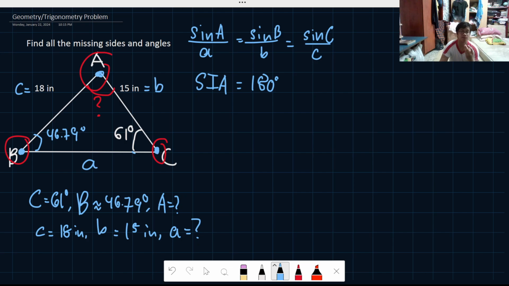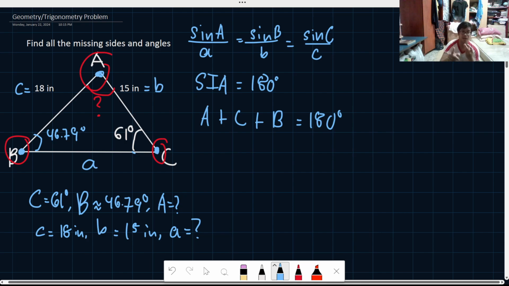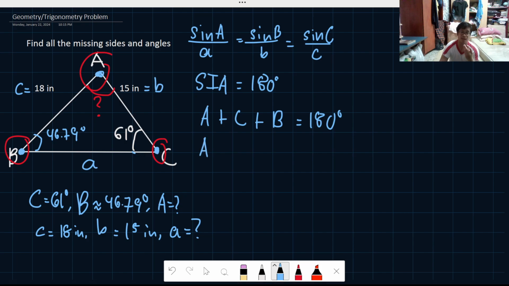So that means if you add angle A, angle C, and angle B, the answer would be 180 degrees. We can use this equation to find the angle A. So angle A here is missing, but angle C and B are given. Angle C is 61 degrees, plus angle B is 46.79 degrees. And with that, we can now find our angle A. So let's combine these two angles here.